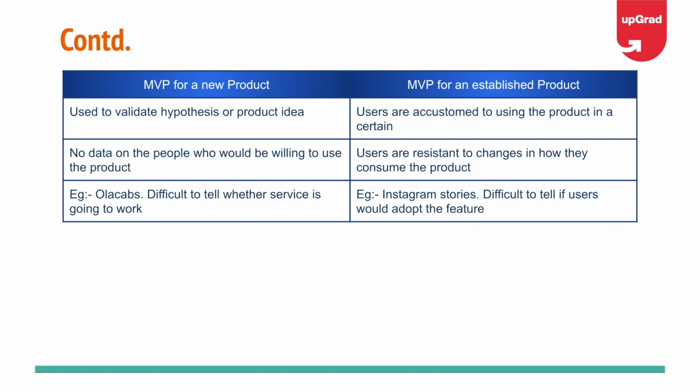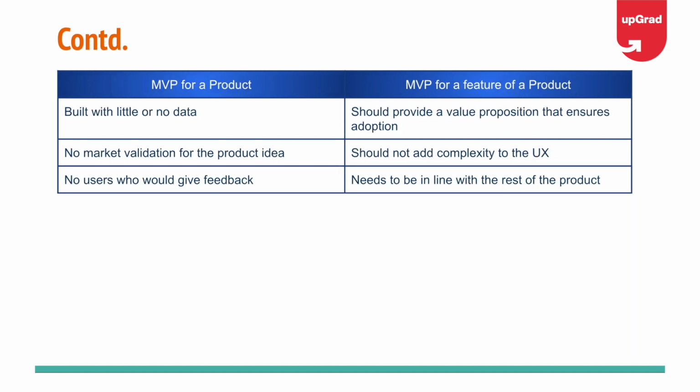I'll give you an example, Instagram stories, if you remember, right? You can go and read about it. It was very difficult to predict and tell if users would adopt the feature. Now that was the challenge they had because Instagram users are used to Instagram existing in a particular way. And this has happened in Facebook's case also. To continue, MVP for a product is built with little or no data. There is no market validation for the product idea that is existing already. And a lot of times there would be no users who could give feedback before you are building it.